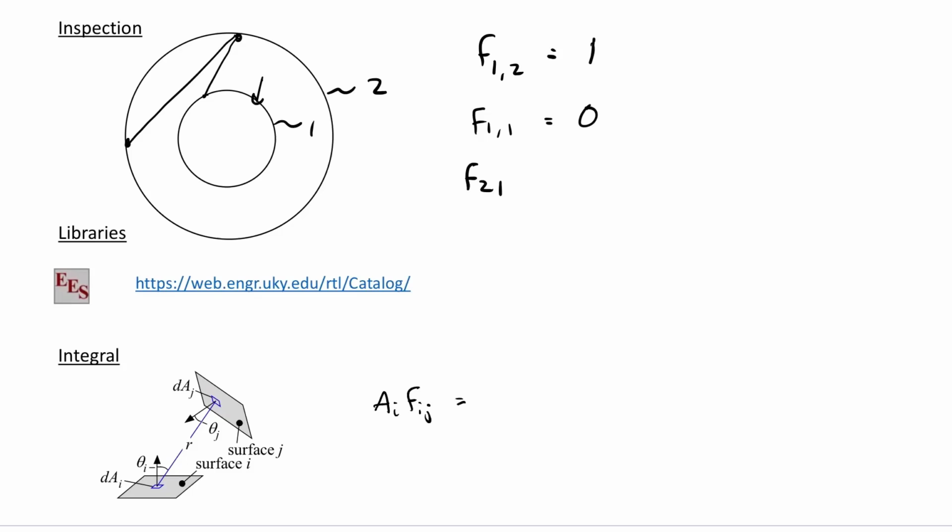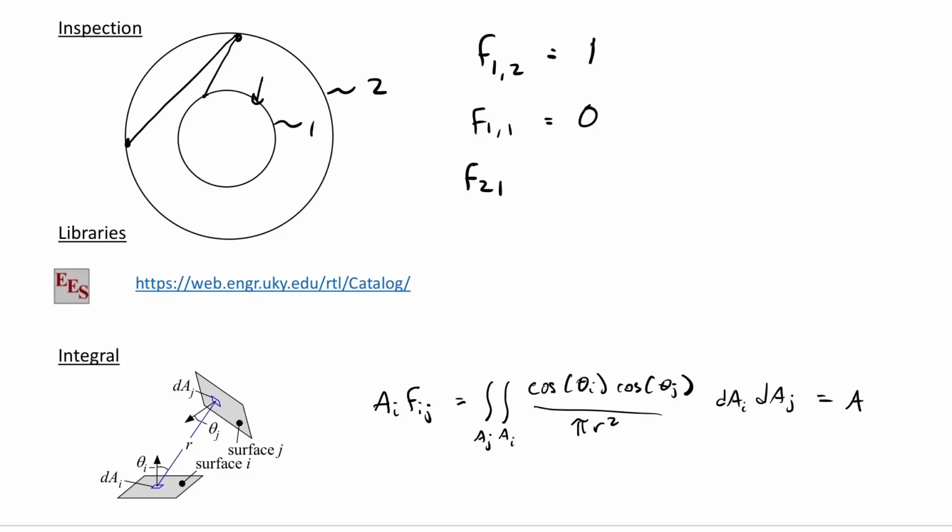this following integral. It's a double integral. The inner integral is going to be over Ai, and the outer integral is going to be over Aj. In the numerator we have cosine theta i times cosine theta j, divided by pi r squared, and then the differentials dAi dAj. That is also equal to the product Aj Fji.